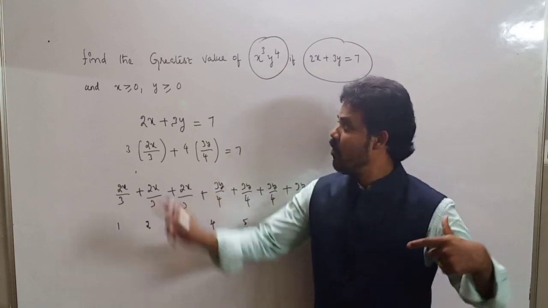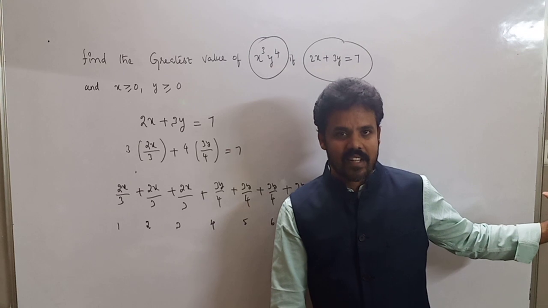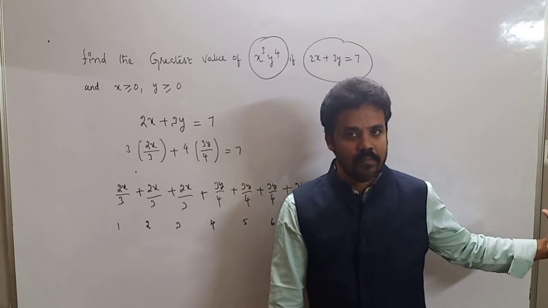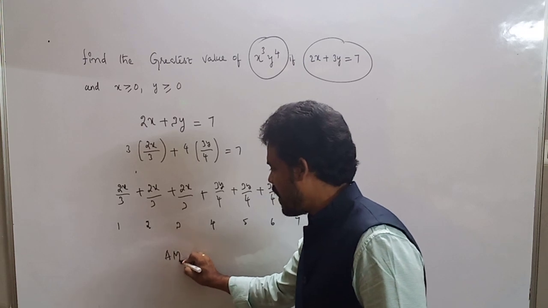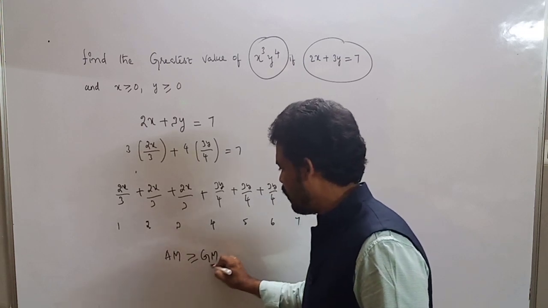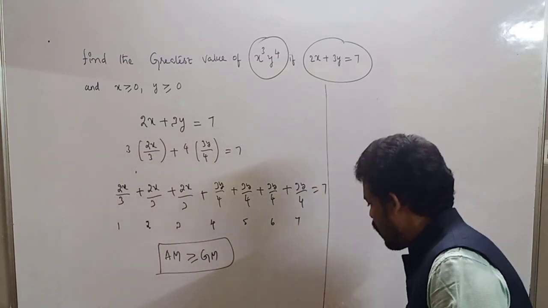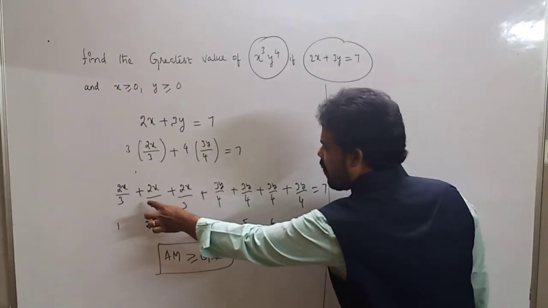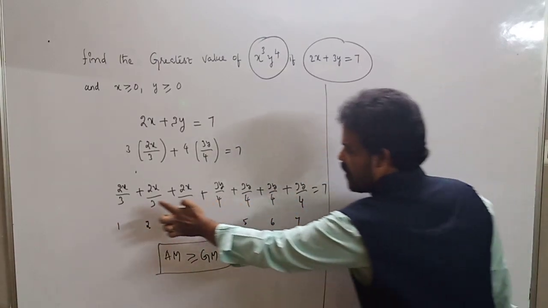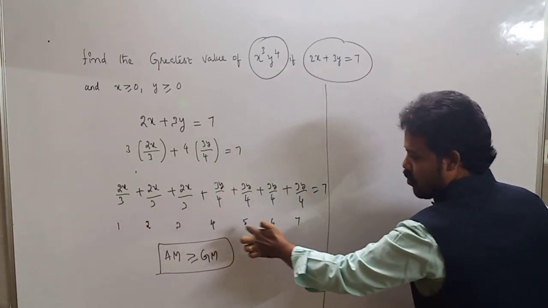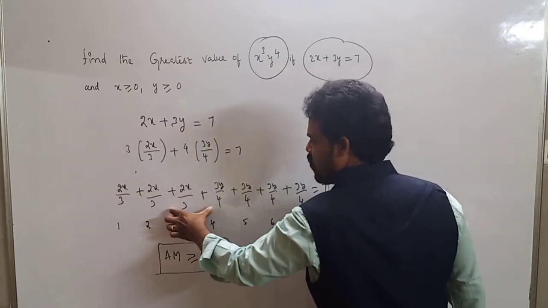That is why, before starting this problem, I explained that AM is greater than or equal to GM, greater than or equal to HM. Now apply it here. AM is greater than or equal to GM. What is AM? The sum of all quantities. That means all these 7 terms, nothing but this only. This is the same as this one.